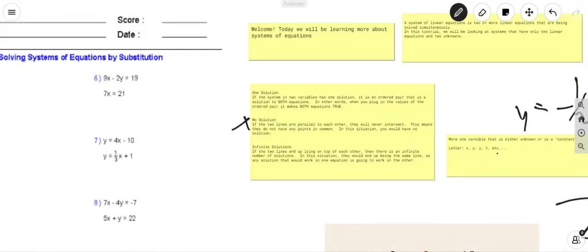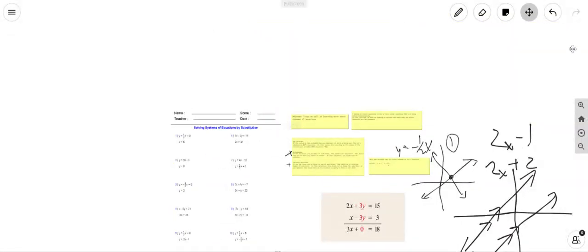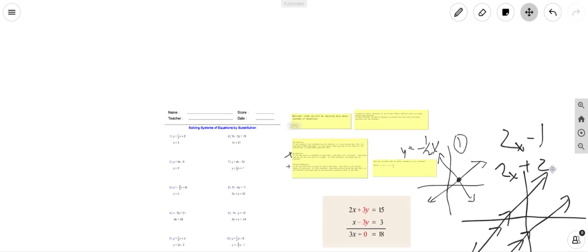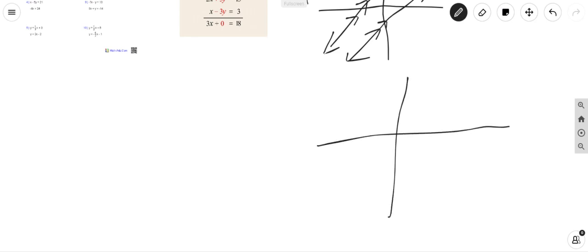And the final one is an infinite amount of solutions. An infinite amount of solutions. So I believe, at least in my past experience, that infinite solutions are easier to spot than the other equations.